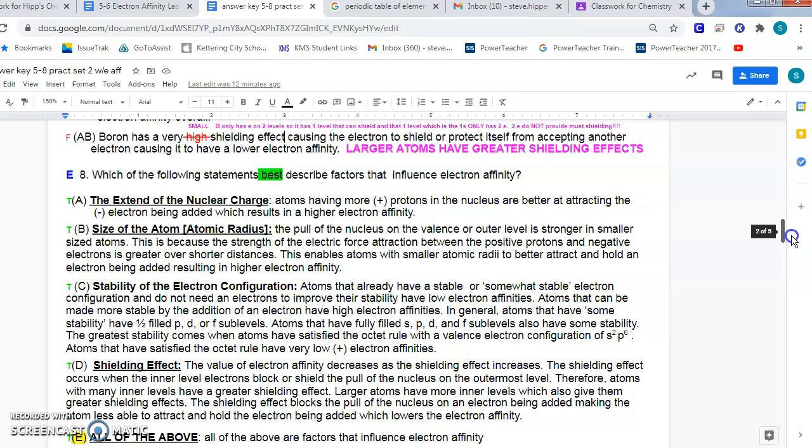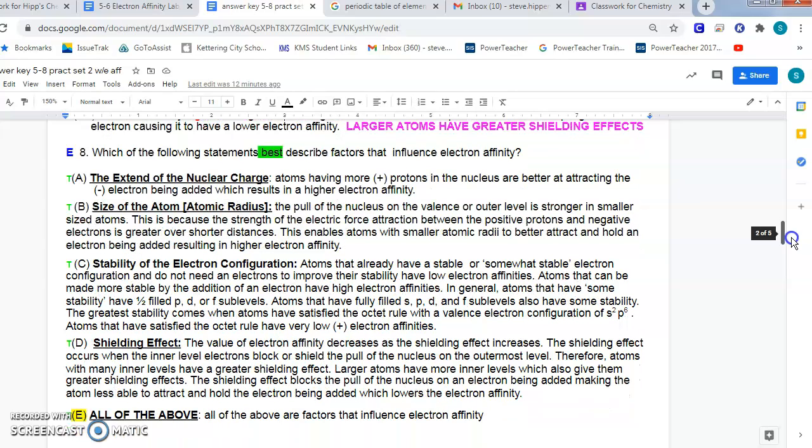All right, now we are ready to move on to question number 8. Which of these 4 factors influence affinity? Well, we already talked about nuclear charge. Nuclear charge does affect electron affinity. The stronger the nuclear charge, the more protons you have to attract and hold electrons, which would be higher affinity.